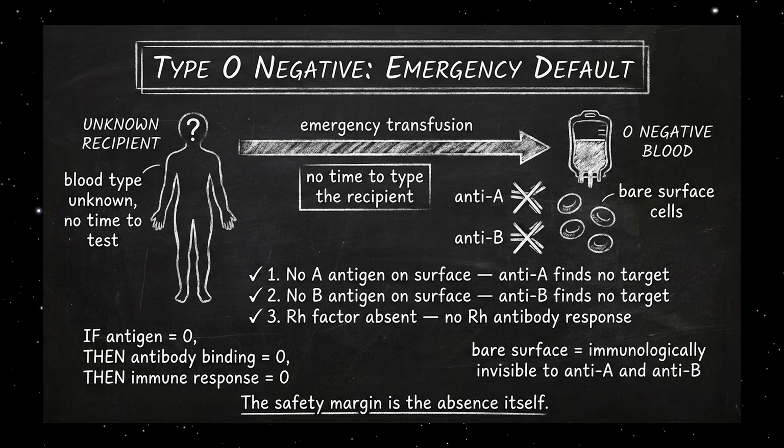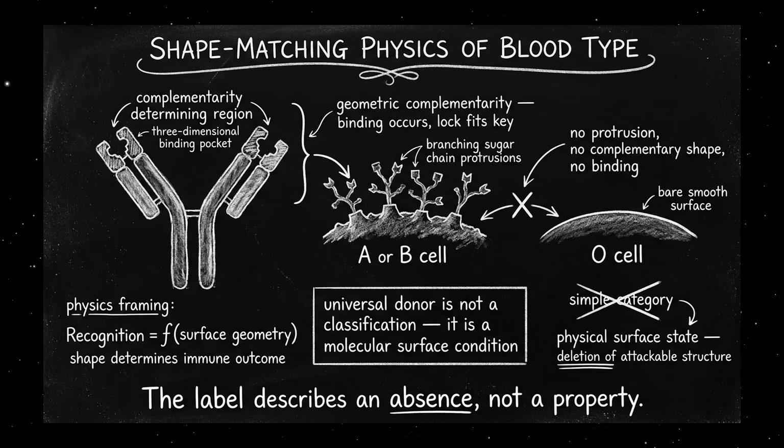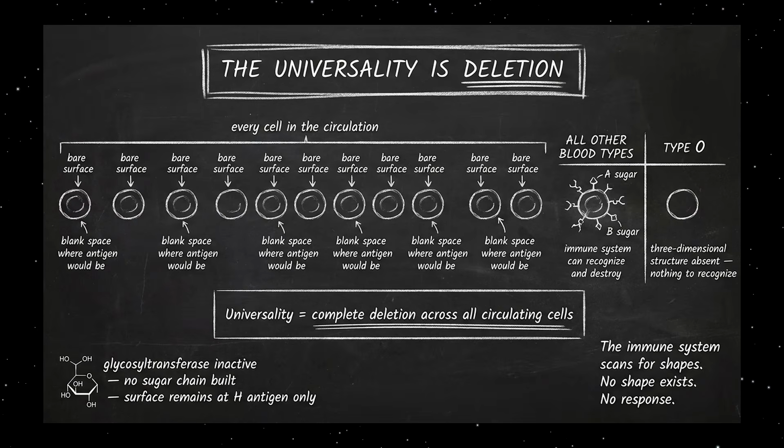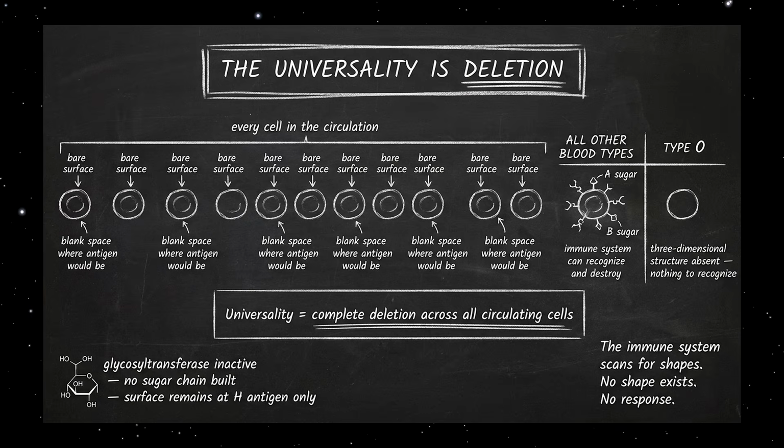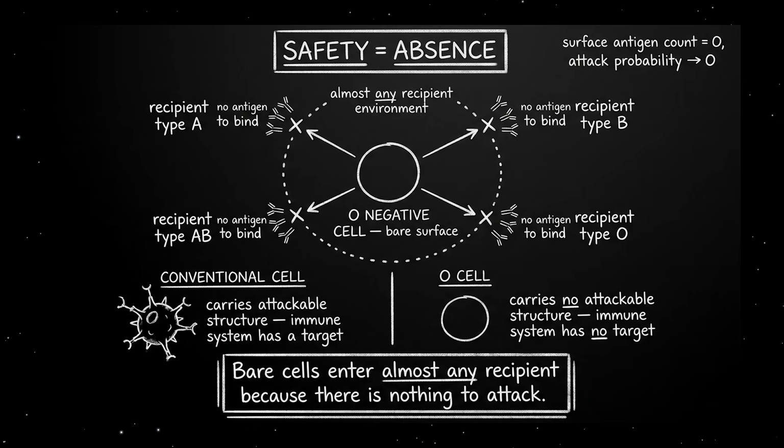The bare surface is immunologically invisible to anti-A and anti-B antibodies. The advantage you carry is the absence of something attackable. Well, the shape-matching physics reframed the universal donor label I had been interpreting as a simple category. The label is not a classification. The label is a molecular surface condition on every cell in the circulation, each one carrying a blank space where every other blood type carries a three-dimensional structure the immune system can recognize and destroy. The universality is deletion. The safety is absence. Bare cells enter almost any recipient because there is nothing to attack.